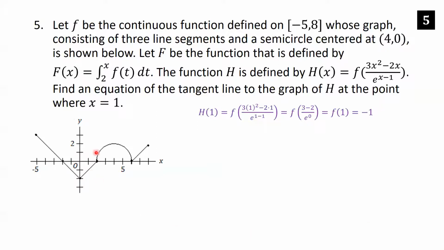We could see that right from the graph. This is the graph of f, remember, little f. So 1 comma -1 there.